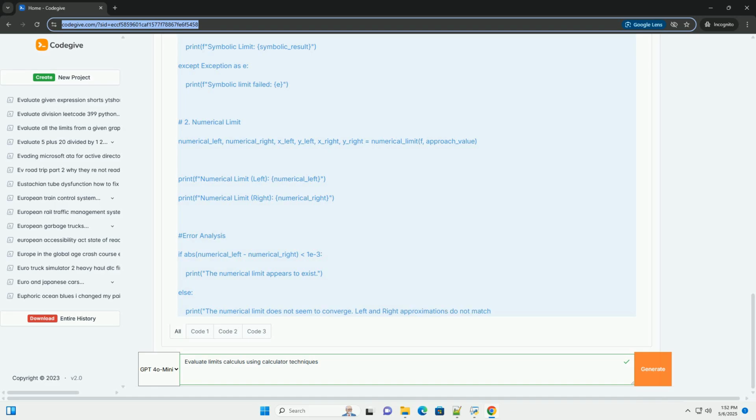3. Evaluate. Use the calculator's table feature or simply substitute each x value into the function to obtain corresponding f(x) values. 4. Observe the trend. As x gets closer to a, observe what value the f(x) values are approaching. That is your estimate of the limit. Example, TI-84. Find lim x→2 of (x²−4)/(x−2). 1. Enter Y1 equals (x²−4)/(x−2) into the Y= menu.